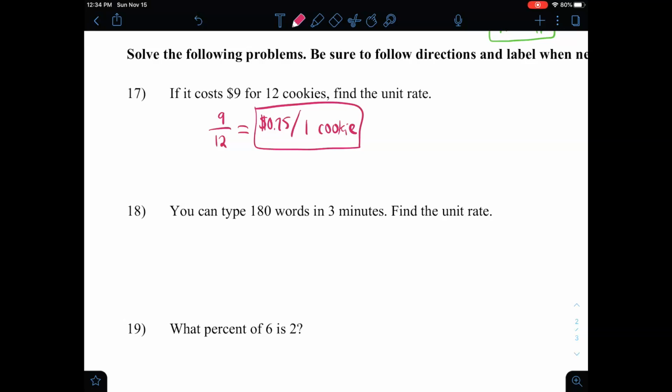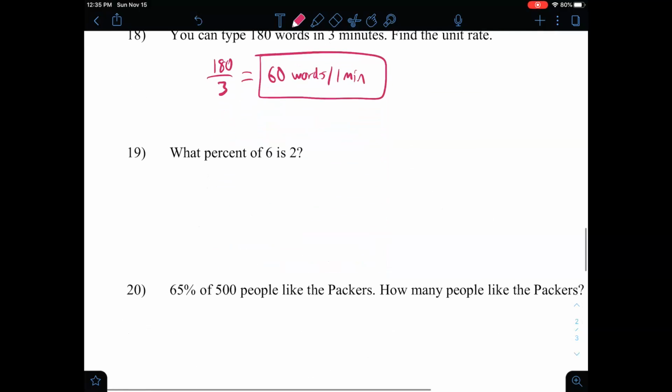You can type 180 words in 3 minutes. Find the unit rate. Well, again, first number divided by second number, 180 divided by 3, and that's going to be equal to 60. And what's our units? Well, it's going to be words per 1 minute. 60 words per 1 minute. The second number always needs to be a 1 for unit rate. And by dividing the first number by the second number, that's how we do that.